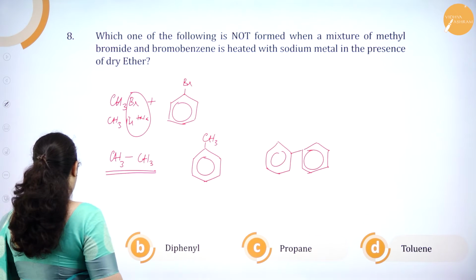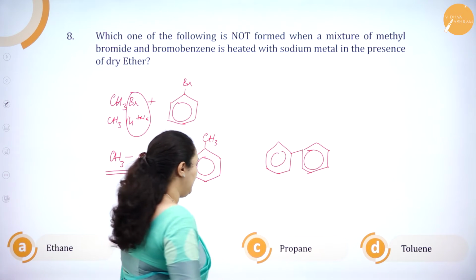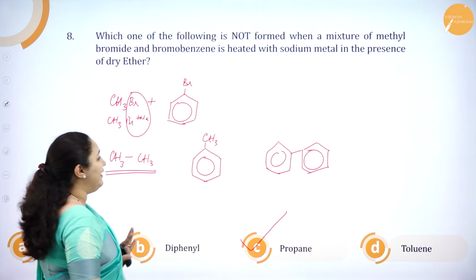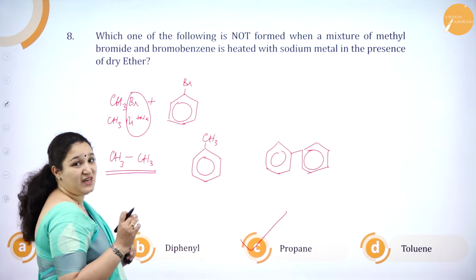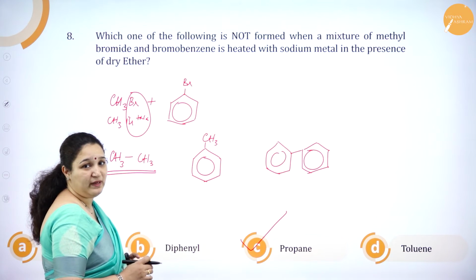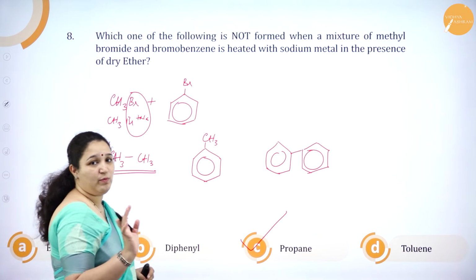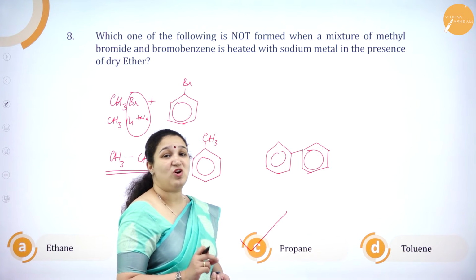Now we'll see. Ethane can be formed, diphenyl can be formed, toluene can be formed, propane cannot be formed. Can we get propane? Any chances that you can get propane? It is only one carbon atom, CH3Br. You are taking methyl bromide. CH3 group, if it gets attached also, will get ethane but not propane, isn't it? So option C, that is propane, is not formed.